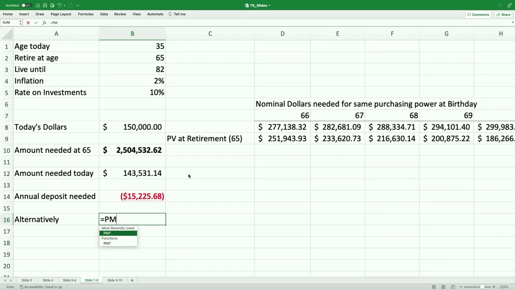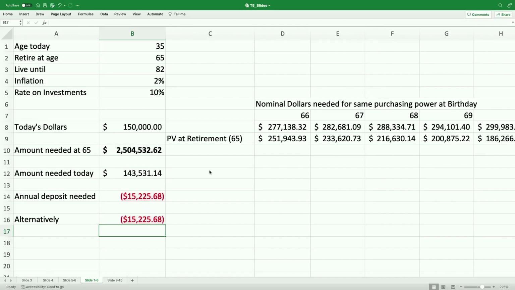Or we could have specified this FV, or future value, of 2.5 million. Let me show you that. So we say equals PMT, the discount rate, the number of periods, 65 minus 35. When we get to the PV part of the formula, we put 0, essentially nothing, but for the FV part, we put the 2.5 million. You get the identical answer, okay?